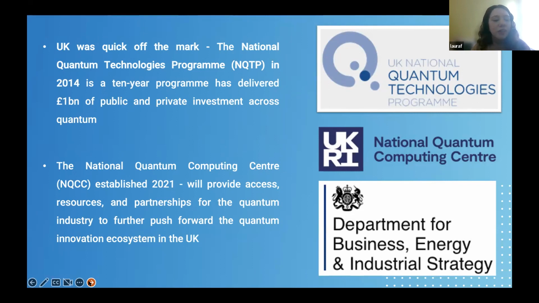And another area where the UK has actually been quite quick off the mark, and an area that we should definitely talk about our success in is the establishment of the National Quantum Computing Centre, the NQCC, which was established in 2021. And this is going to be a big facility just based outside Oxford, which is going to provide access, resources, partnerships for the quantum industry in particular to start to develop the quantum ecosystem. The idea being that it's a place where you can go to build partnerships and have access to quantum and experiment with use cases and start to build out that commercialization.